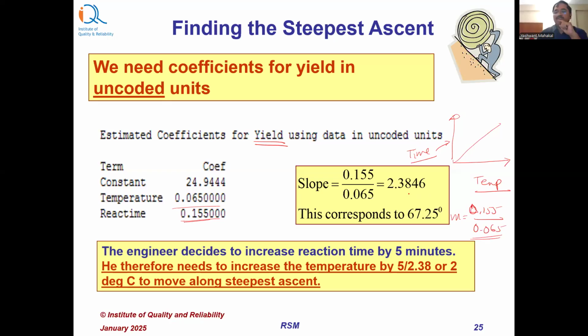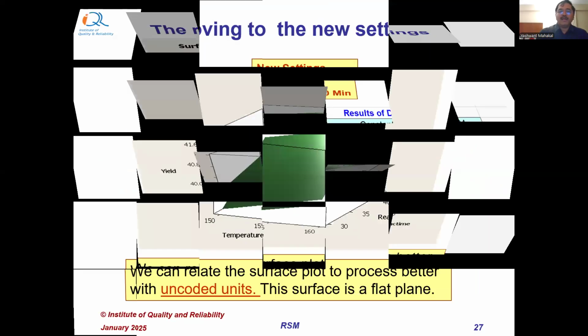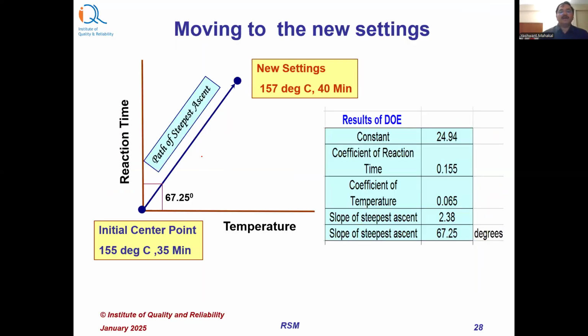This is the slope, which is 2.3846. And since this is equal to tan theta, you can also find out this corresponds to 67.25 degrees. And here later you will find that this is the direction, the path of steepest ascent. Okay, so here you had the center point 35 and 155. Sorry, this was the center point, and this is where you started.